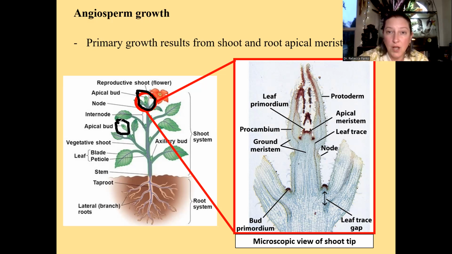If you were going to look at a cross section through the apical bud, that's where the apical meristem is located. And you may recall that's where all of your primary growth tissues are going to be made.